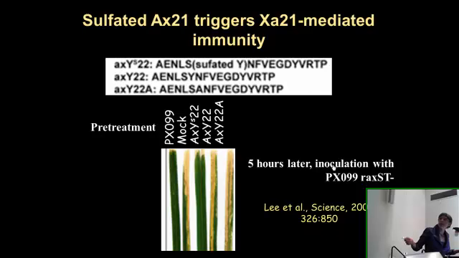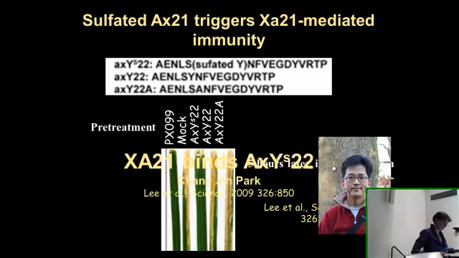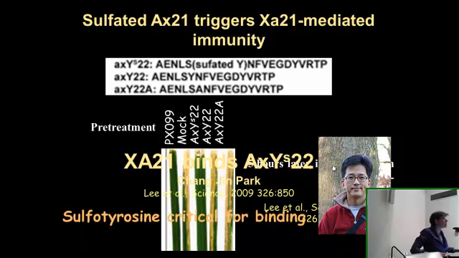But when we take the small sulfated peptide, it induces a robust immune response, and the 2 control peptides do not induce this response. So this indicated that we could use a sulfated peptide to trigger immunity, and Changjin Park in the laboratory used a co-immunoprecipitation approach to show that XA21 itself binds the sulfated peptide. So sulfotyrosine is critical for this receptor-ligand interaction.